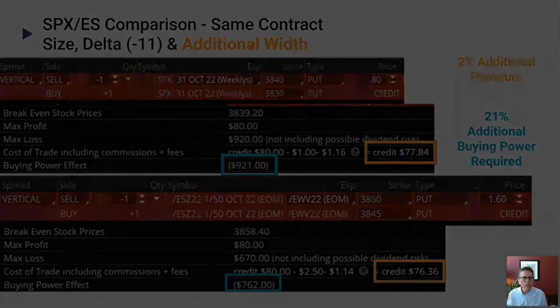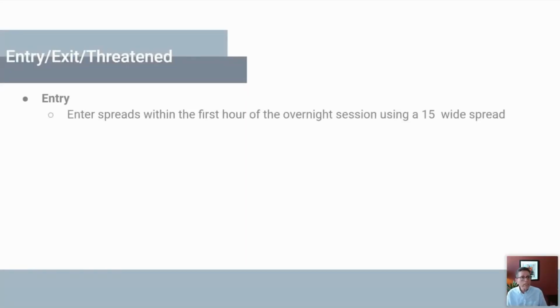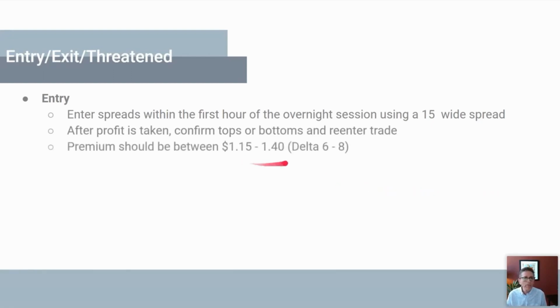So now let's talk about threatened trades. So the entry is you enter the spreads within the first hour of the overnight session. So that's one way to trade it. Profit is taken, confirm tops and or bottoms, and re-enter the trade. Premium should be within 115 to 140.